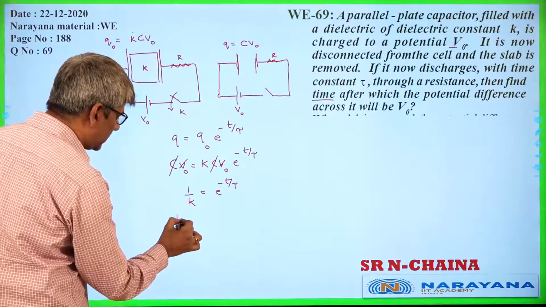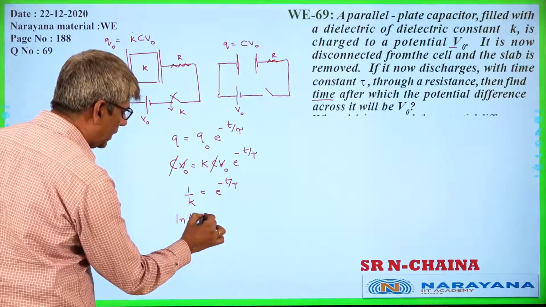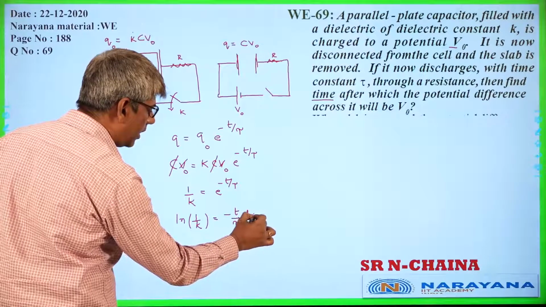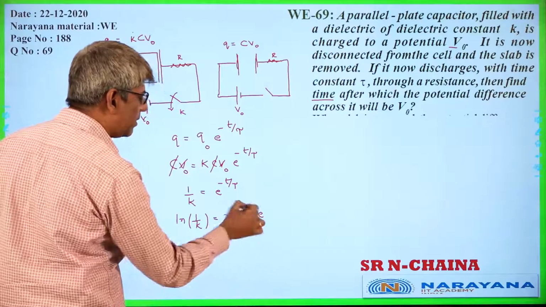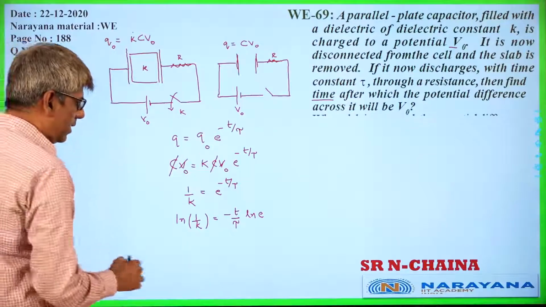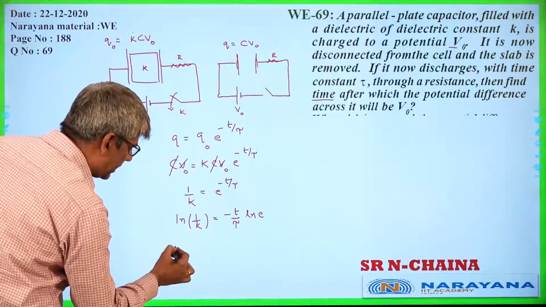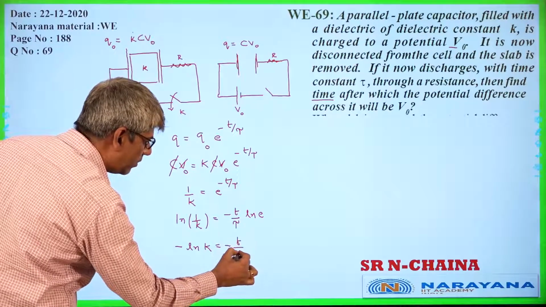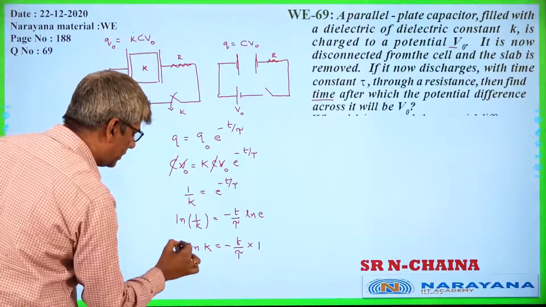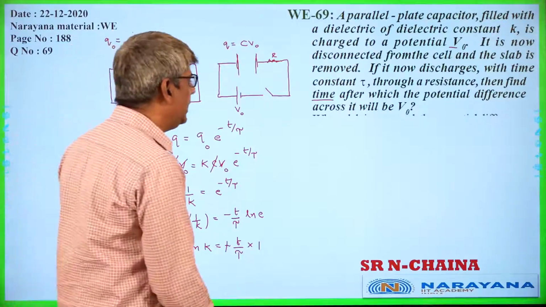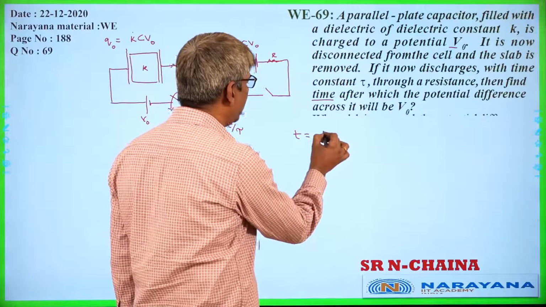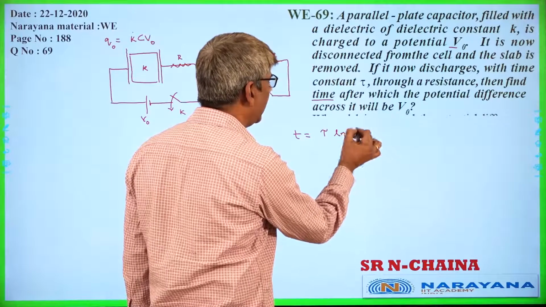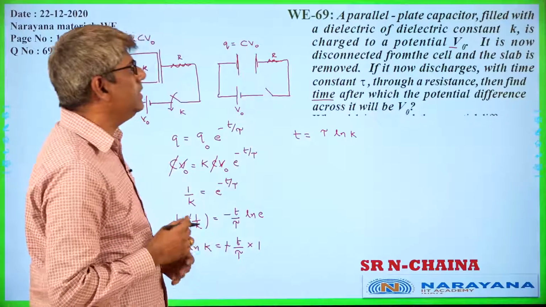Taking log on both sides, ln of 1 by K is equal to minus t by tau. ln of e, with base e, means the value 1. This can also be written as ln of K equal to minus t by tau into 1. This minus and minus cancel out. So t is equal to tau ln K. Tau ln K is the value.